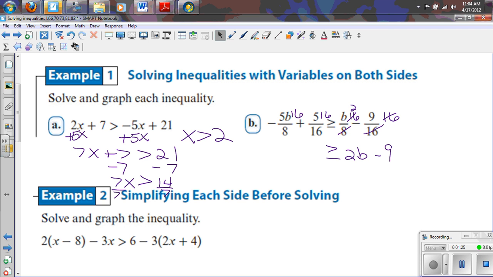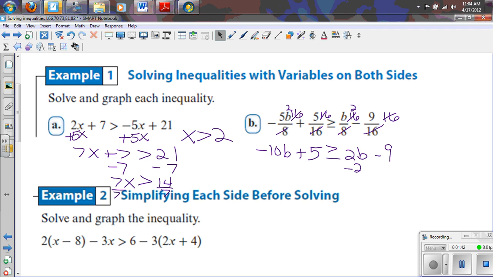And then I have my sign, greater than or equal to. Here the 16s cancel out and I get plus 5. And here the 16s cancel out and I get negative 10b. And so now I have an equation just like the last one where I have variables on both sides. So I'm going to get rid of one of them.